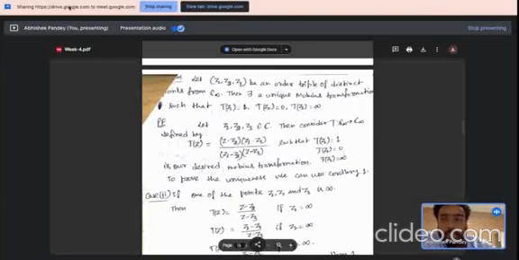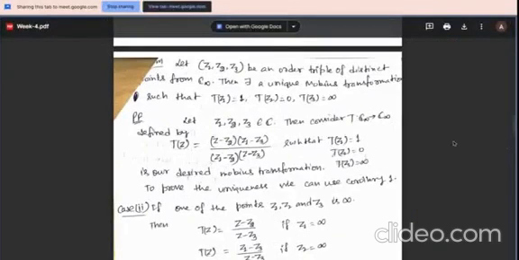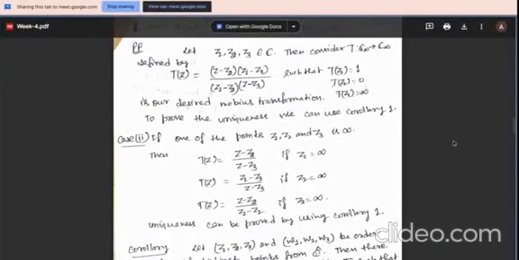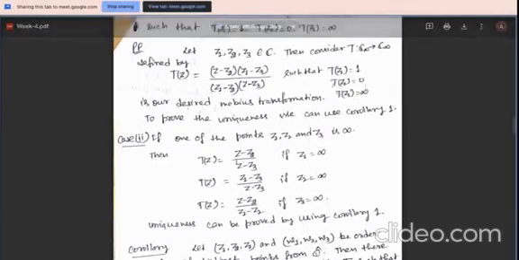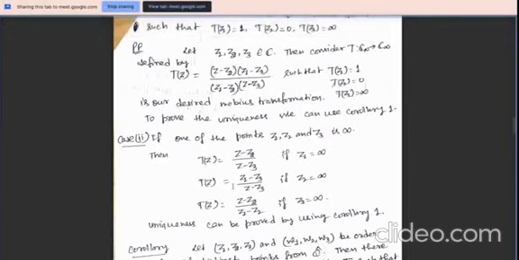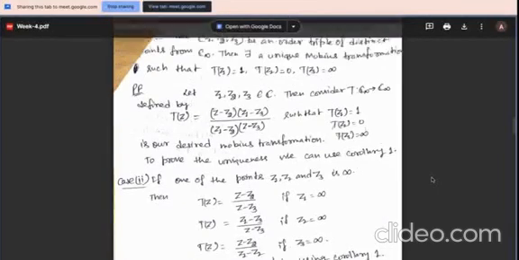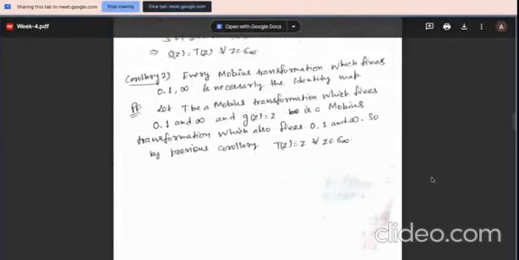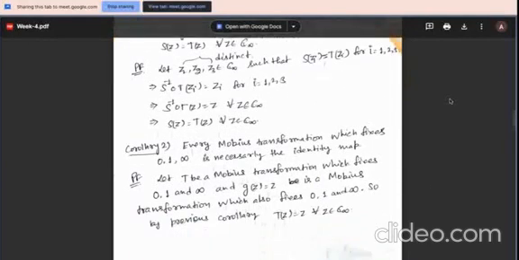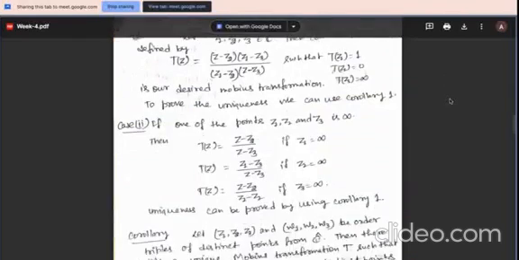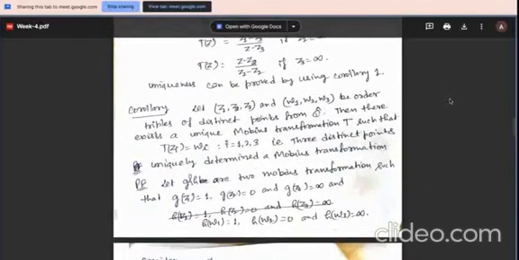To prove the uniqueness part, the existence part we have proved. For uniqueness, if one of the points Z1, Z2, Z3 is infinity, then T of Z is equal to this one, and similarly if Z2 is equal to infinity or Z3 is equal to infinity. Uniqueness can be proved by using corollary 1. Okay, fine. The uniqueness is quite easy.